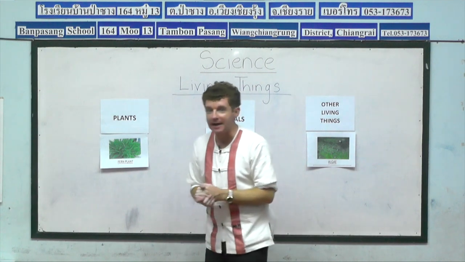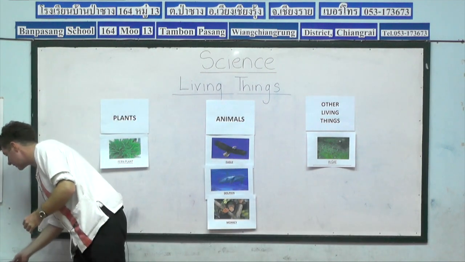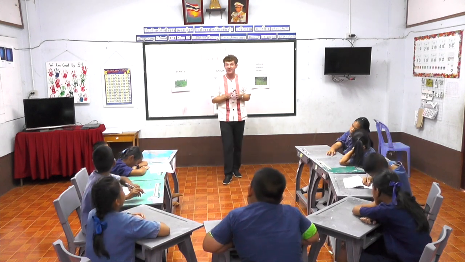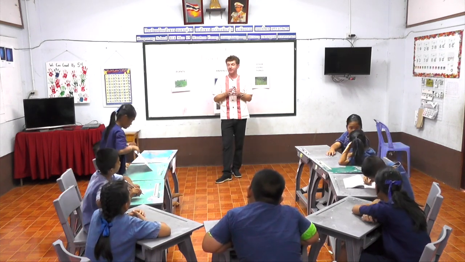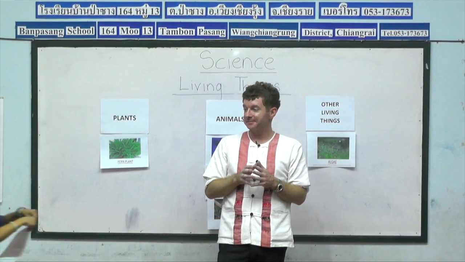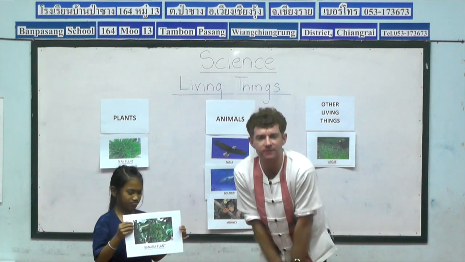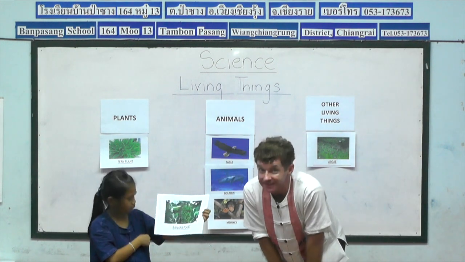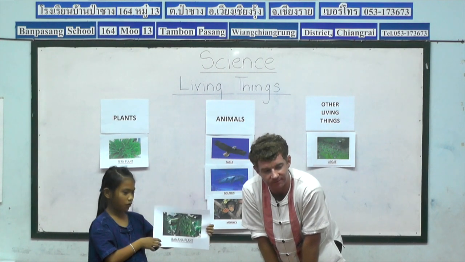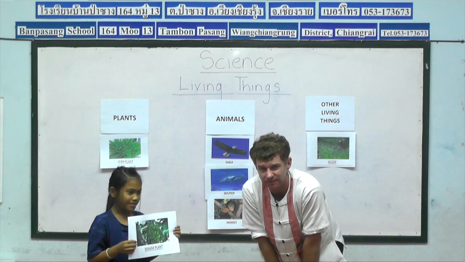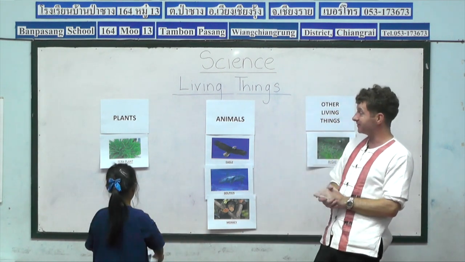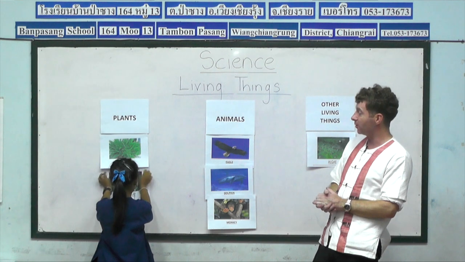Now time for our next picture. What type of living thing do we have next, guys? Okay, now it's Pak Boom's turn to tell us what her living thing looks like. So can you bring your picture forward, guys? Excellent. What can we see? Banana plants. So listen carefully to the word banana plants. Is banana plant an animal? No. What is it? Plants. It's a plant. So we can place it in the plant category on our board.